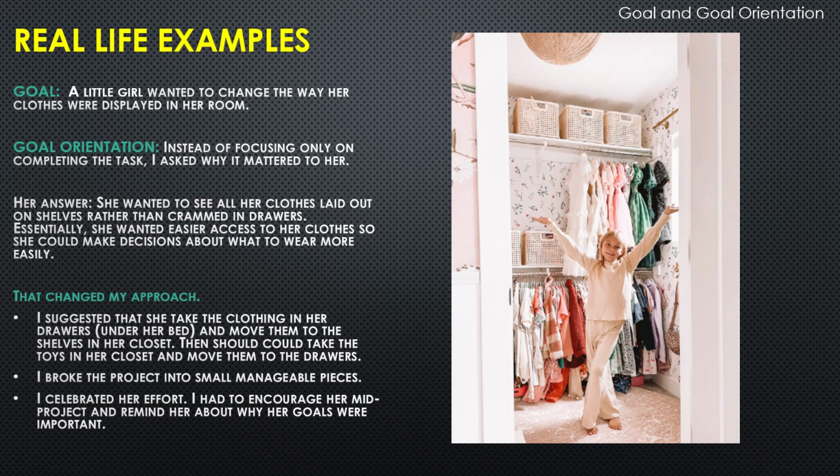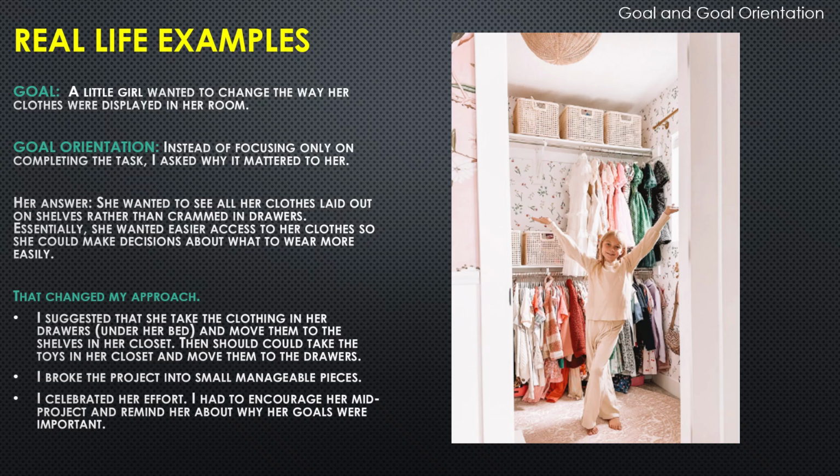Well, I wanted this to fit our theory of goal orientation. So instead of just saying, sure, let's switch your room up, I asked her to focus on why this task mattered to her. Why did she want this to happen? And her answer was that she wanted to see all of her clothes laid out neatly on the shelves rather than being crammed in the drawers. Essentially, she wanted easier access to all of her clothes so that she could make decisions about what to wear more easily. Makes total sense.